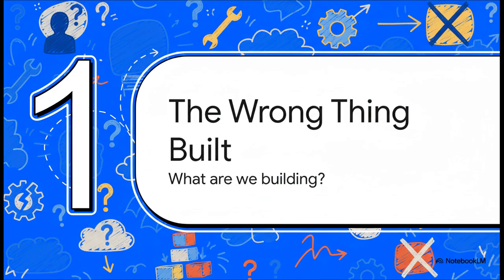So, let's talk about the nightmare scenario, the wrong thing built. Because really, before a single line of code is ever typed, every single team has to answer the most fundamental question there is: what are we building? And if you get that wrong, it doesn't matter how beautiful your code is or how fast your servers are, you're just building waste. Expensive, well-engineered waste.